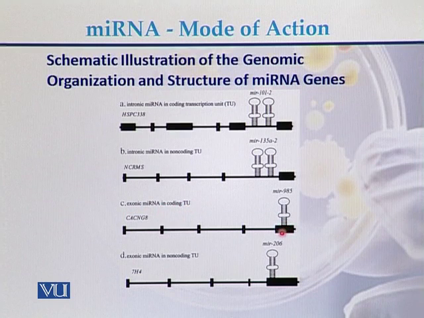So here is the coding transcription unit that is present within the exon, and miRNA can be produced from this exonic or the coding transcription unit. The fourth type is exonic miRNA in non-coding transcription unit. Here is a non-coding transcription unit, that is the exon, but here is the non-coding transcription unit. So here are the exonic miRNAs. So these are the genomic organization and structures of the miRNA genes. They can be present in the coding transcription unit, and they can be present in the non-coding transcription units.